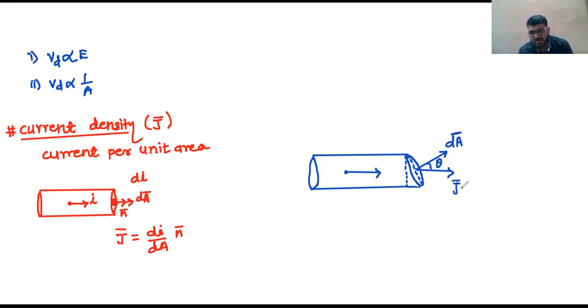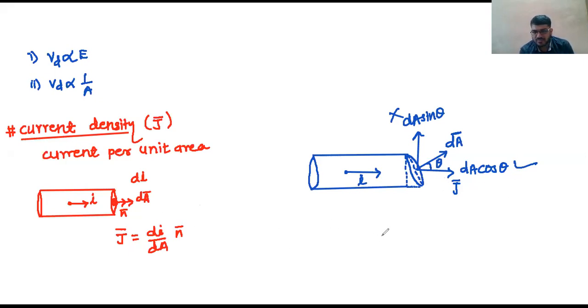If I am resolving, this component is dA cos theta, and this component in the vertical direction we don't want, but still I am resolving it for your understanding: dA sin theta. We don't want this. We want only this, which is along the direction. This is the current density direction, this side.